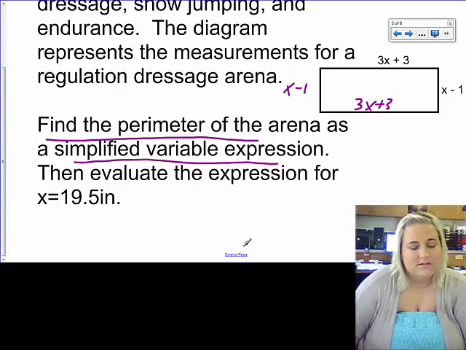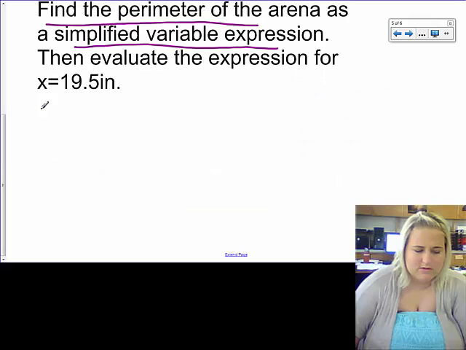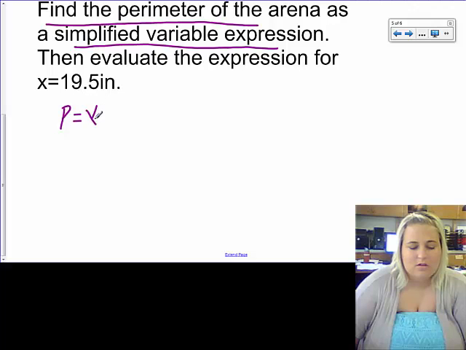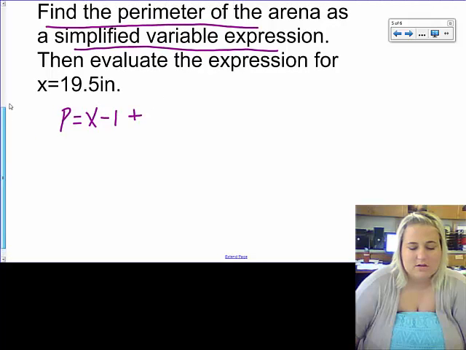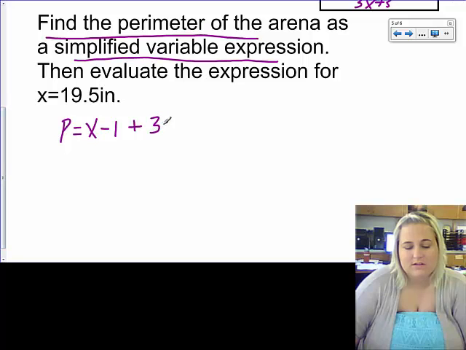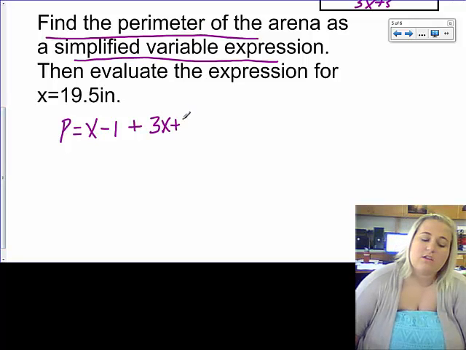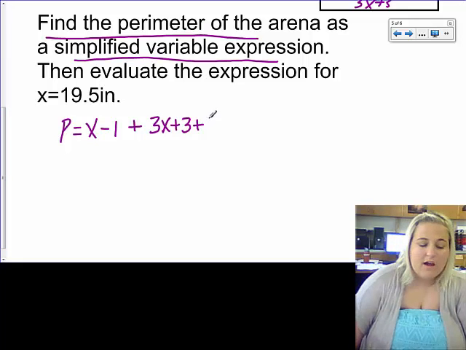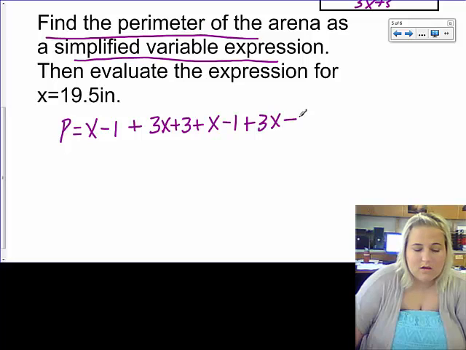Let me extend my page here. So I have the perimeter has to equal x minus 1 plus, the next side was 3x plus 3, I think. Yes. 3x plus 3 plus, the next side was x minus 1. And the last side is that 3x plus 3. So, like terms here, I have to simplify.